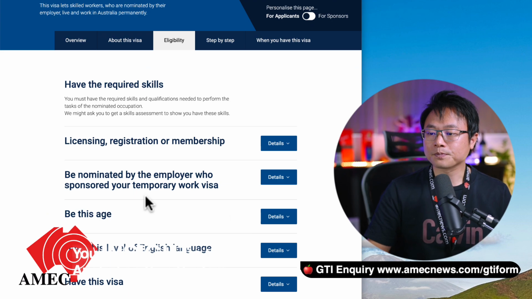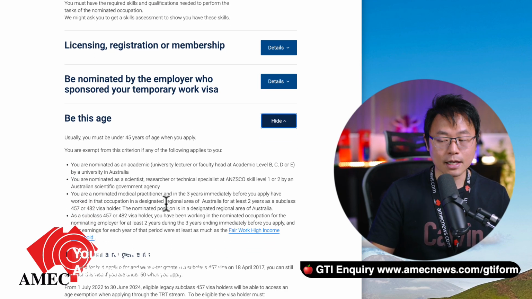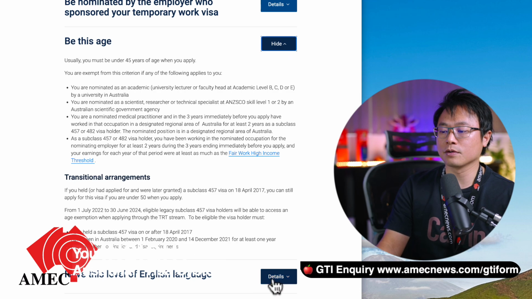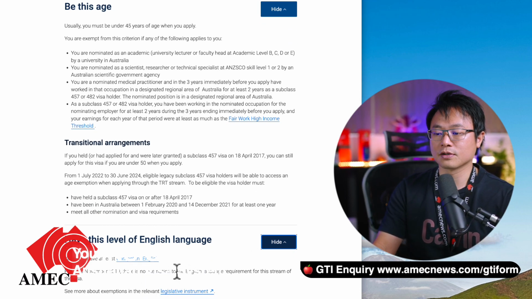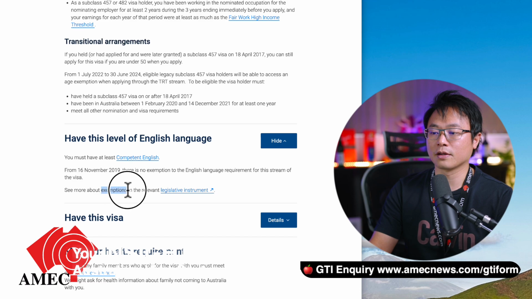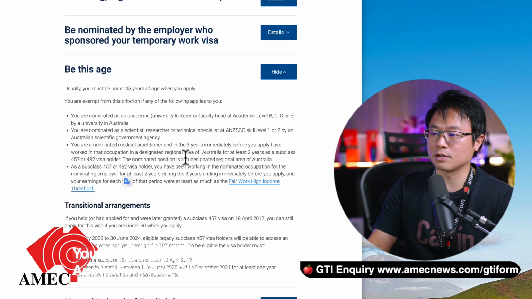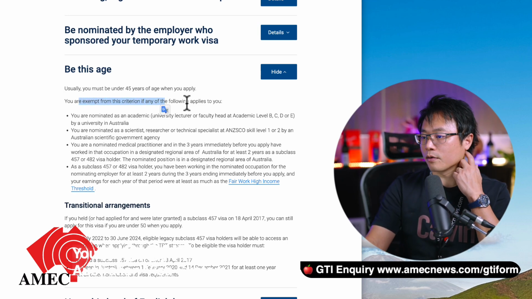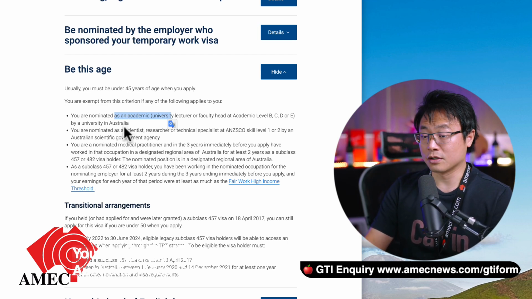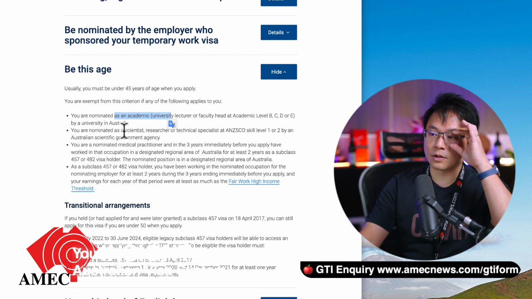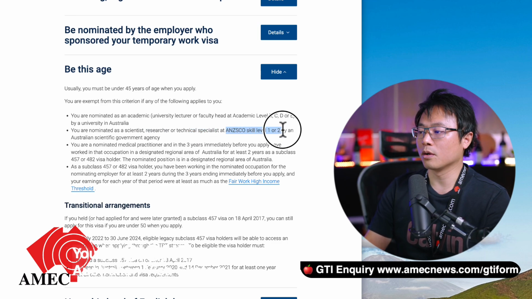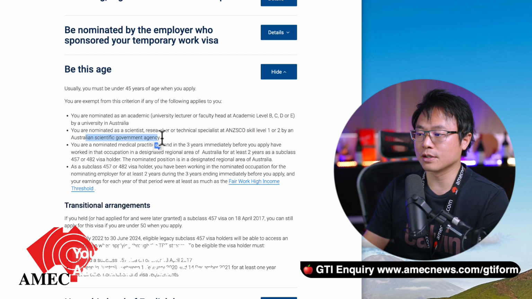Now, there is an age limit of 45 unless I'm gonna go into the policy to see those exemptions there, and also there's an English exemption there as well. Let's have a look. But usually I will really recommend people to have that complete English done, but let's have a look at the exemptions within a minute. Let's just go through this one. The following exemptions apply if you're an academic, so if you're a lecturer teaching in an Australian institution, usually universities, or you are a scientist, researcher, or technical specialist at ANSCO level 1 or 2 for an Australian science government agency.